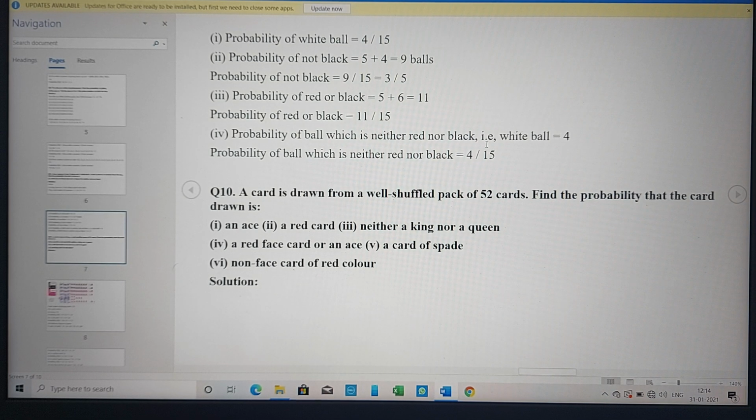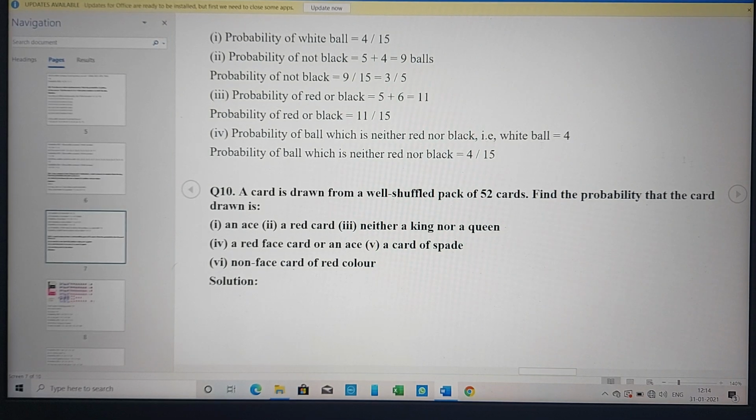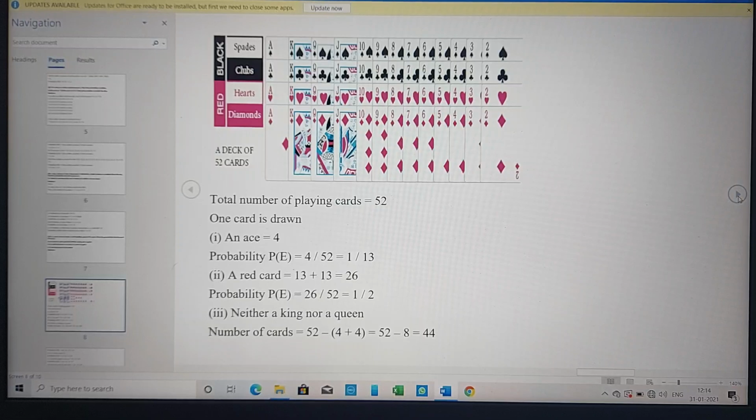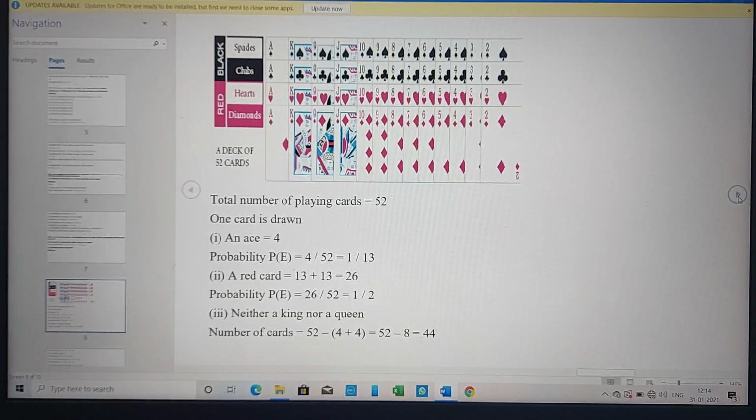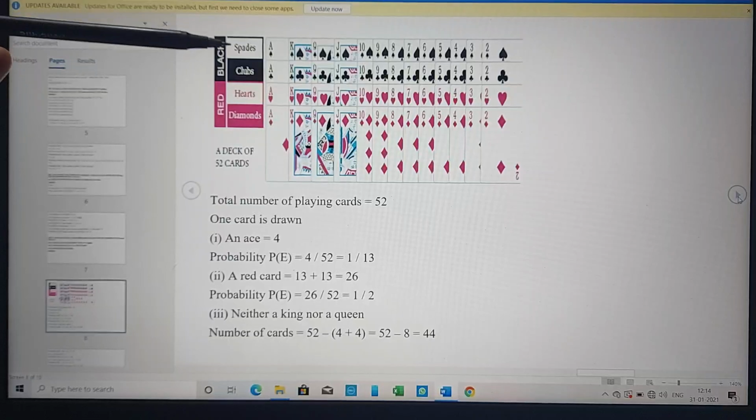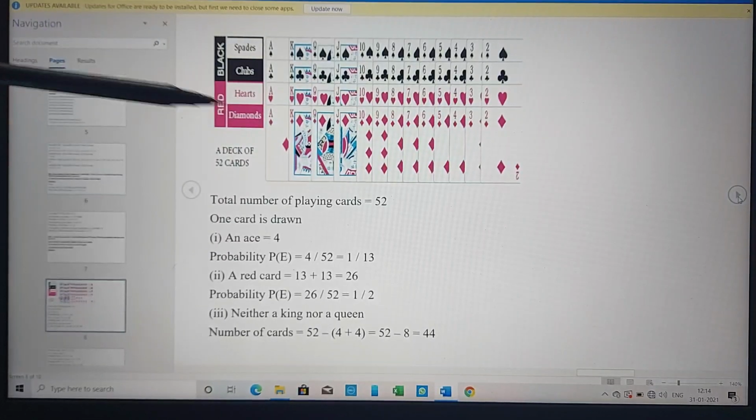Now, a very new concept, that is card. A card is drawn from a well shuffled pack of 52 cards. So first of all, you need to understand that in a pack of cards, which kind of cards you have. There are basically 4 types of cards. They are named as spade, club, heart and diamond.